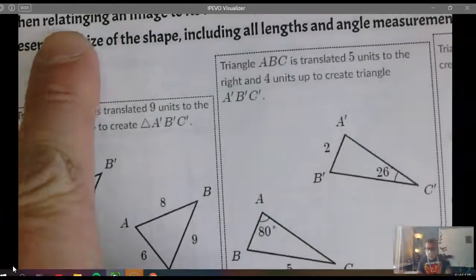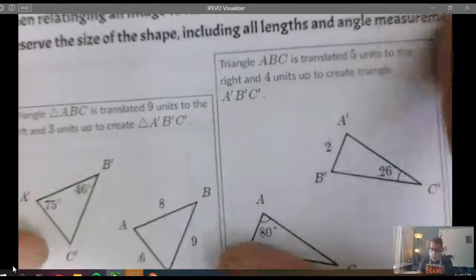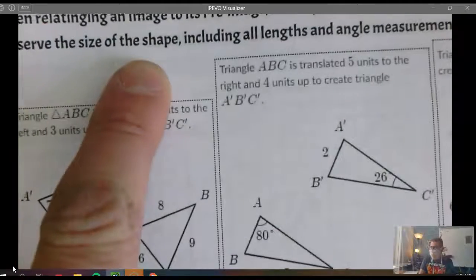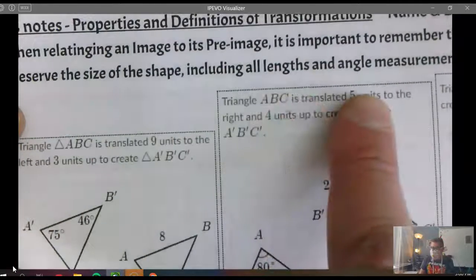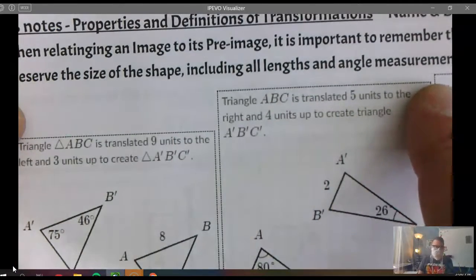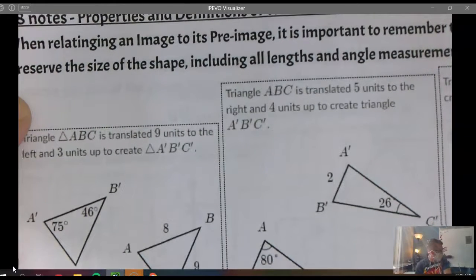All right, so when relating an image to its pre-image, it is important to remember that rigid transformations preserve the size of the shape, including all lengths and angle measurements. Only location changes. Kelly.